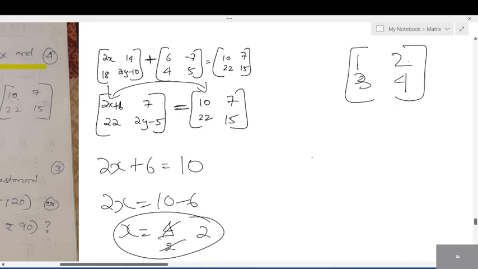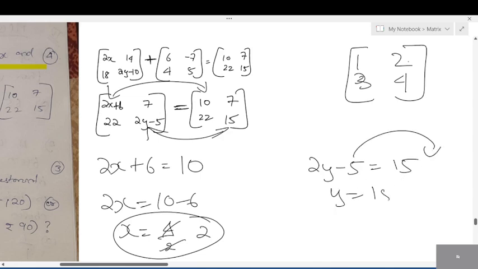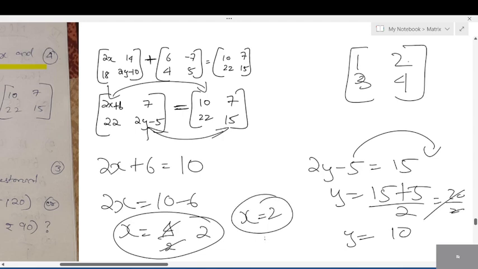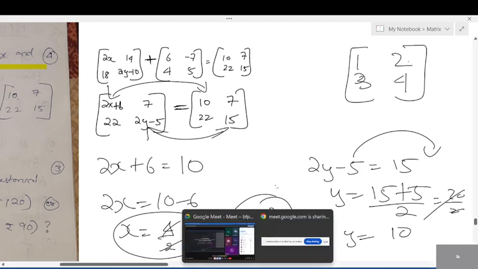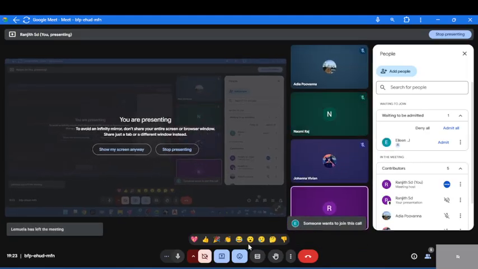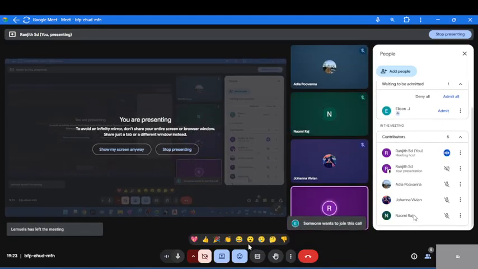For y, which element should I take? Yes, 2y minus 5 is equal to 15. Y is equal to what? Correct, 20 by 2. That is equal to 10. Adya and Naomi, did you all get the answer, students? X is 2, y is 10. What about Naomi? Naomi, are you there online? Can you respond?